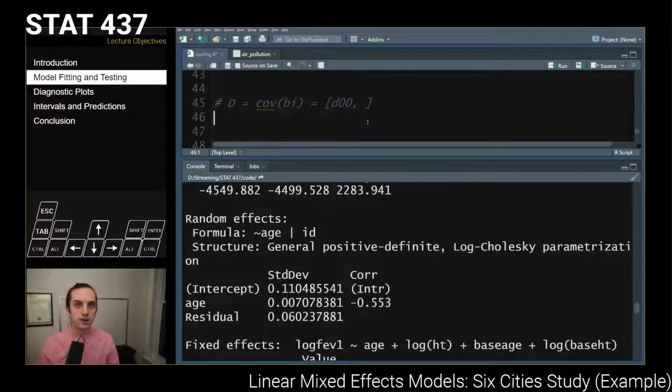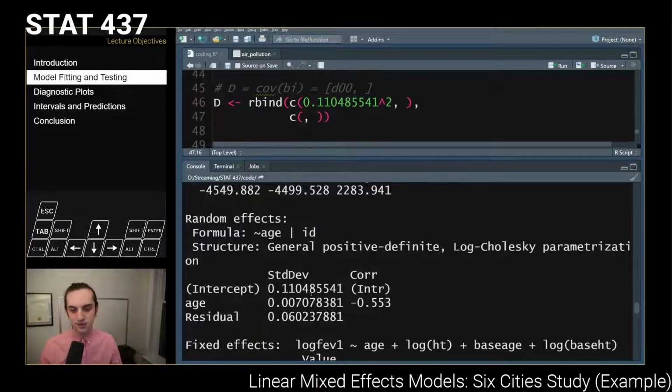But so if we want to know what is the estimated D, what's the estimated D matrix? Well, we could do, say, an rbind, and the first element is going to be this value squared. And then we need the covariance between the two terms, but we'll calculate that in one sec here. Then we would need the covariance again, and we also would want the random slopes term squared.